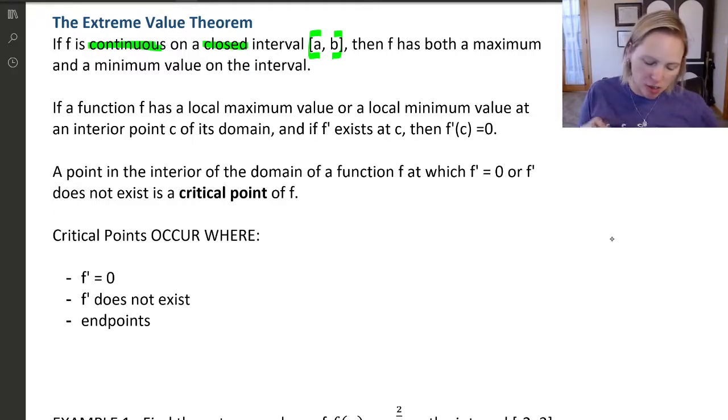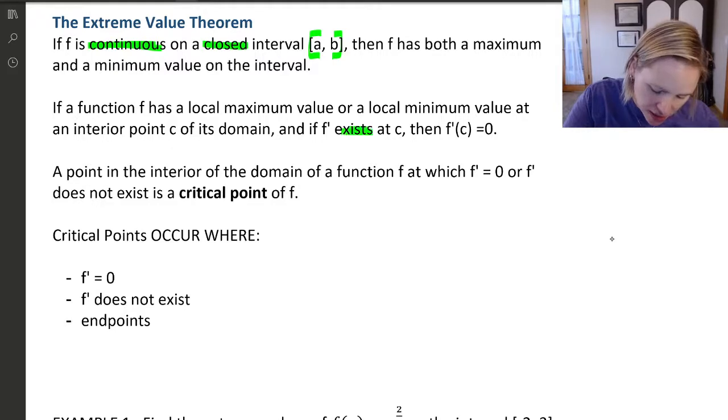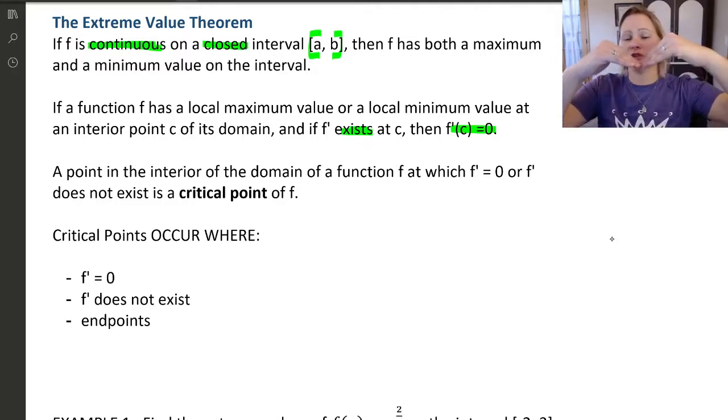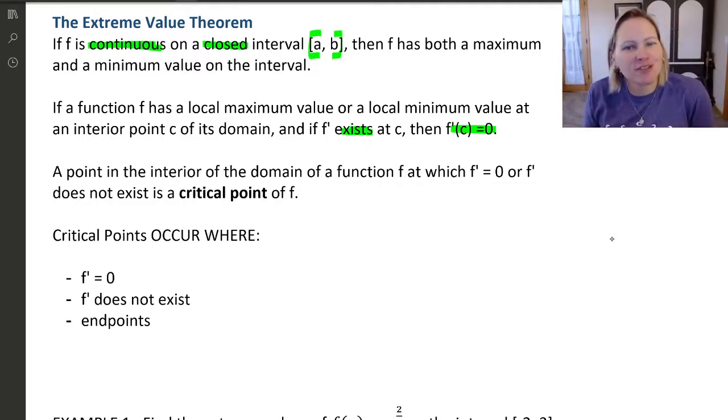Now if a function has a local maximum at an interior point, then what's going to happen is if f prime exists, then that derivative will be 0. Now the key word is exists. If the derivative is there, in other words, as long as we are differentiable, because you can have functions that have sharp corners, and that sharp corner can still be a max or a min. The trouble is, if there's a sharp corner, then the derivative doesn't exist. So we need to be able to think about that too. So if the derivative exists, it'll be 0.